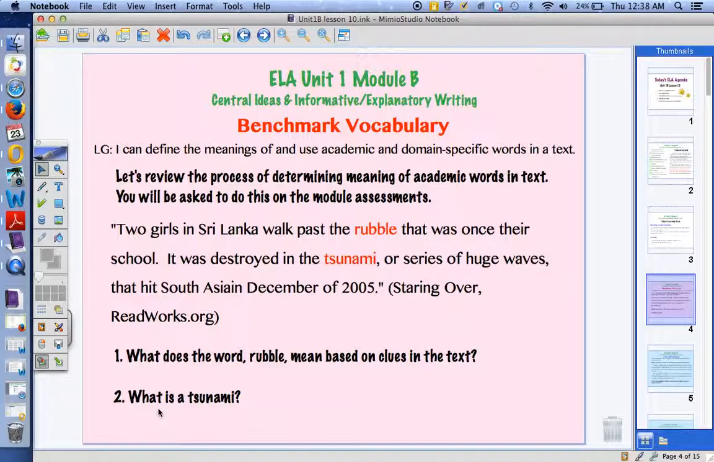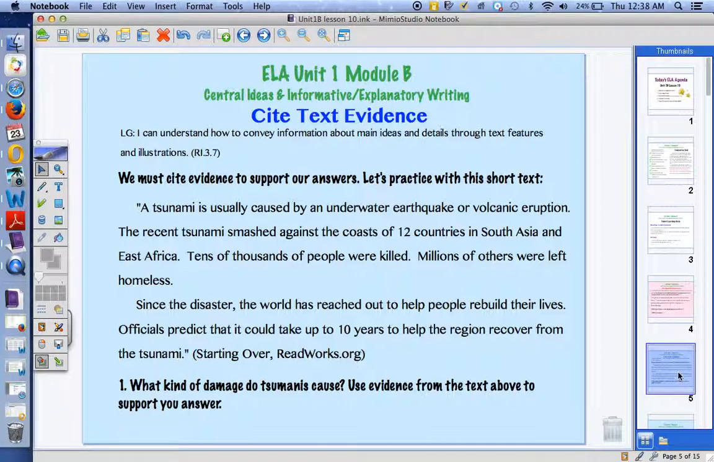Moving on to the second question, what is a tsunami? Again, pause the video and have a discussion on what this word could mean based on evidence within the text. So we're also going to practice citing our textual evidence because, again, on the test, you're going to be asked to do this. So here's the rest of the article that I had found on readworks.org called Starting Over. And then we have a question at the bottom that we're going to answer using evidence from the text.